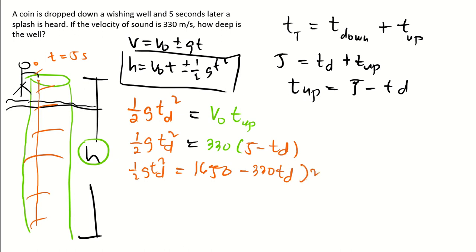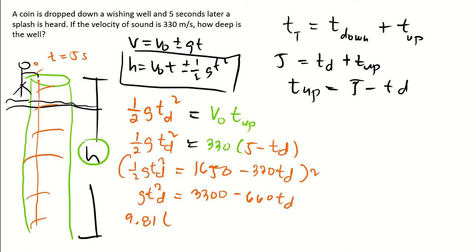So, magmumultiply ako ng 2 both sides para matanggal yung 2 sa baba. So, magiging G T D squared is equivalent to 1,650 times 2. So, this is 3,300 minus 660 TD. Okay? So, ito yung G na yan, 9.81 yan. Pwede ko na sabihin 9.81, di ba? So, magiging 9.81 TD squared.